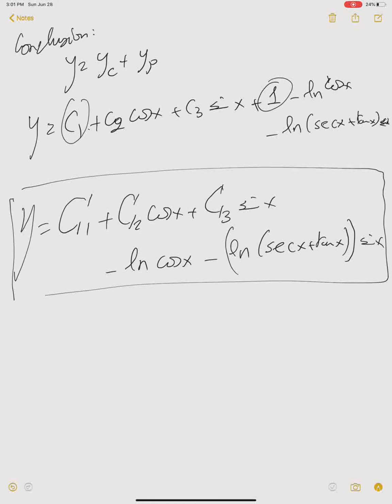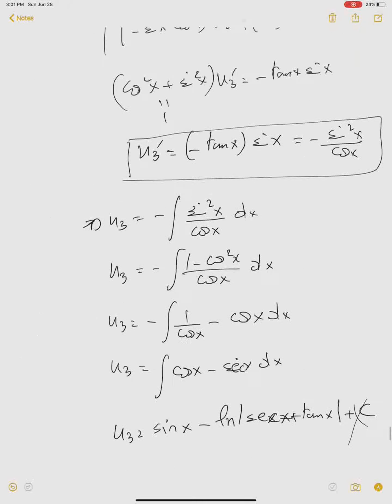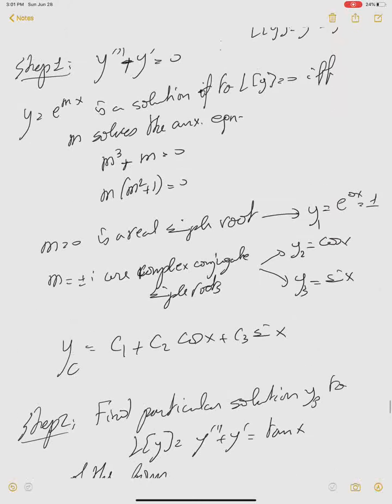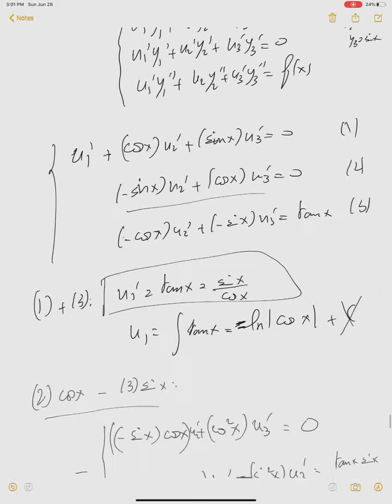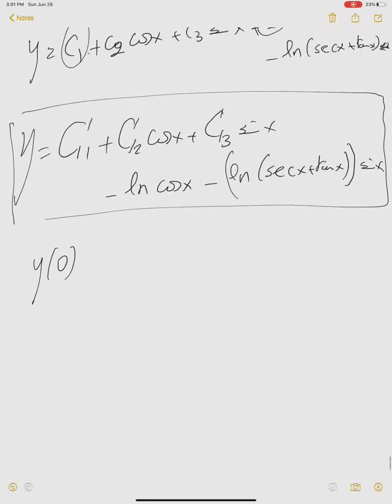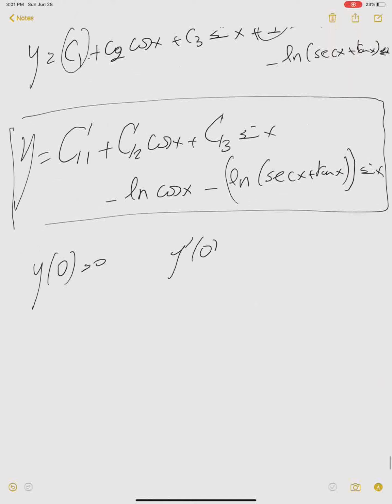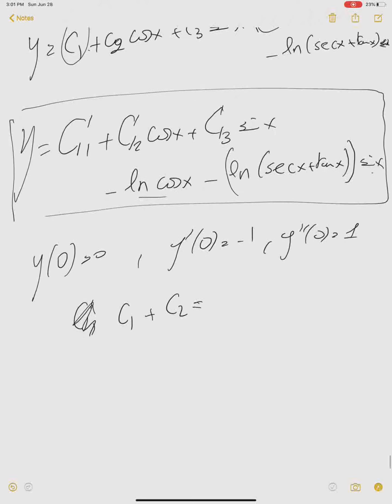Now I have the initial conditions that tell me y of 0 equal to 0, y prime of 0 equal to minus 1 and y double prime of 0 equal to 1, just to get used to trigonometric functions. You see, it's a lot of work. I'm insisting on doing it this way so that you know how it should be done. So y of 0 equal to 0 gives me c1 plus c2. Now sine 0 is 0, cosine 0 is 1, and sine 0 is 0, so this is c1 plus c2 equal to 0. This is the first one.